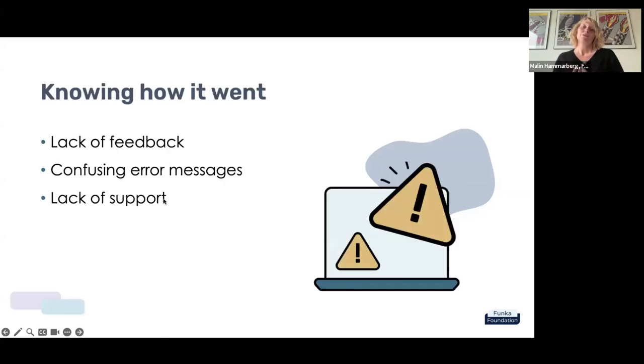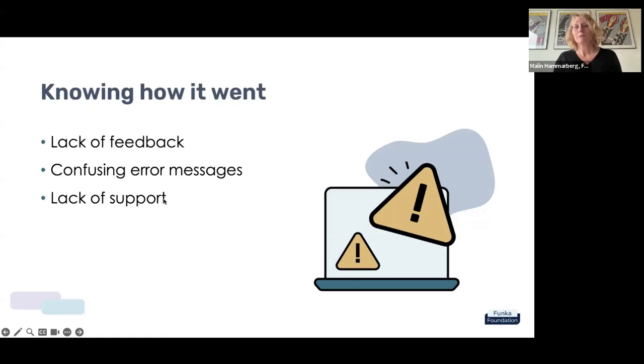When we move on to knowing how it went, so when we get the feedback, when there's a lack of feedback, we get stressed because we're not sure if we have actually achieved what we wanted to achieve. Or when we get confusing feedback. So we get error messages that are not clear. We don't understand what we were supposed to fill in. We don't understand what we did wrong. We understand that we did something wrong, but we can't really tell what we need to fix. This increases the burden on us and the stress level goes up.